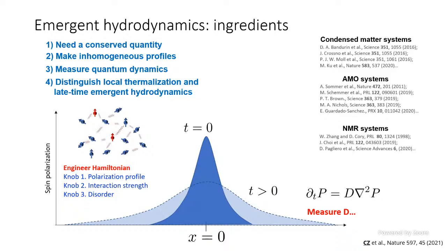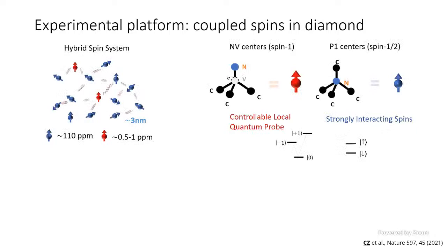Okay, so now let me give you a very quick introduction to the experimental platform we're using, which is coupled spins in diamond. We're using a hybrid spin system, which consists of the red spins, which are the NV centers I just introduced to you, and the blue spins, which are the dark spins we discussed before, the intrinsic nitrogen spins.